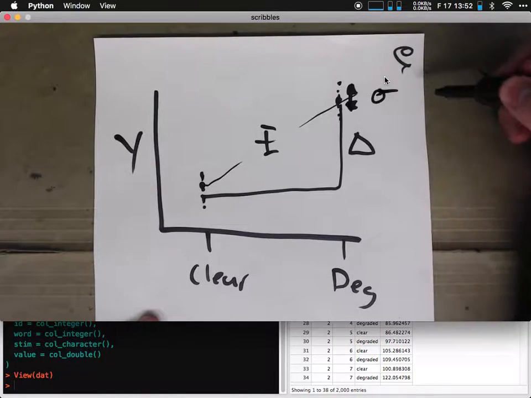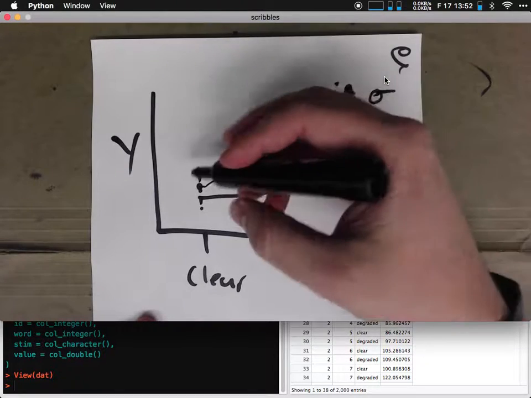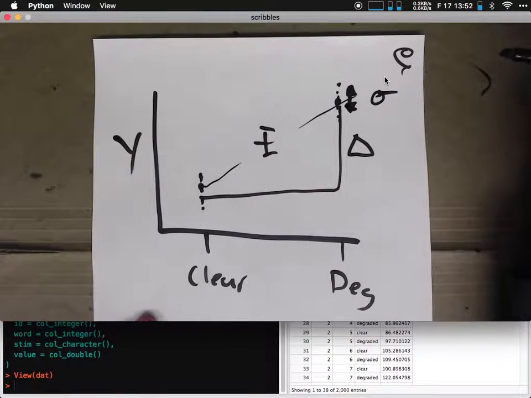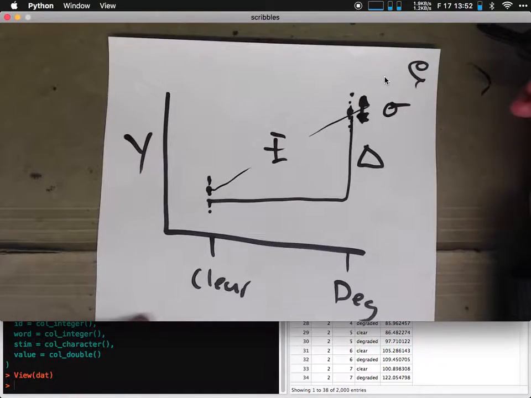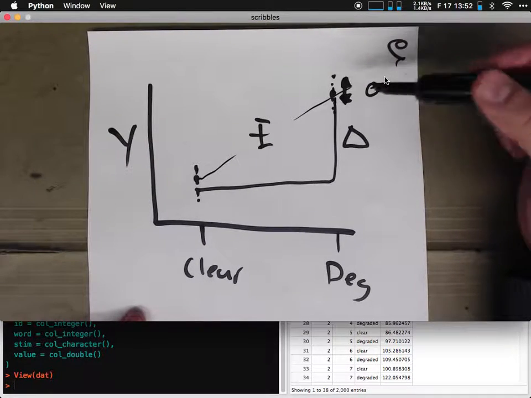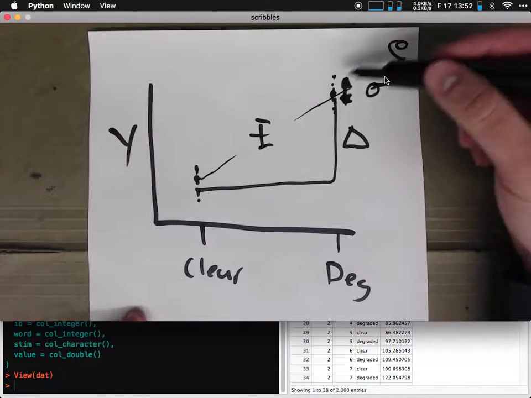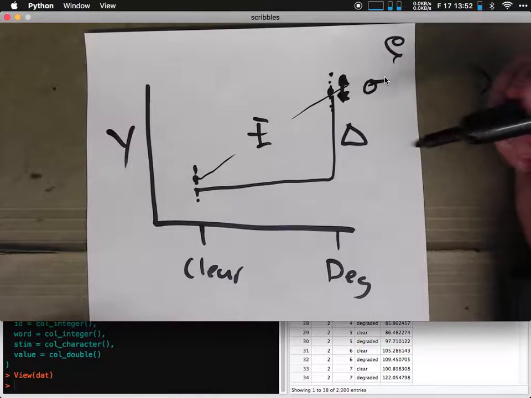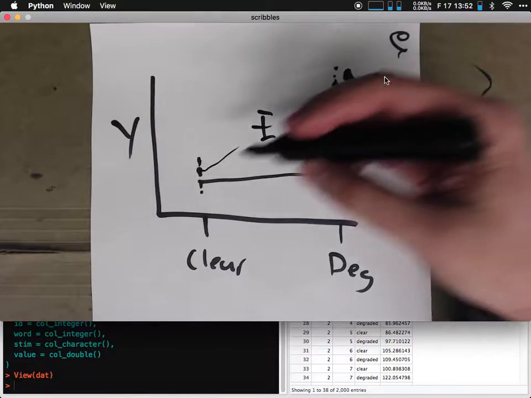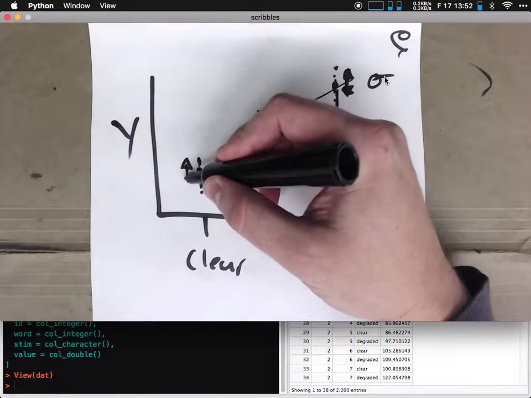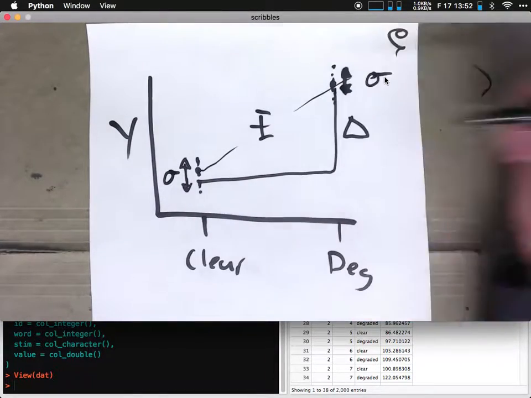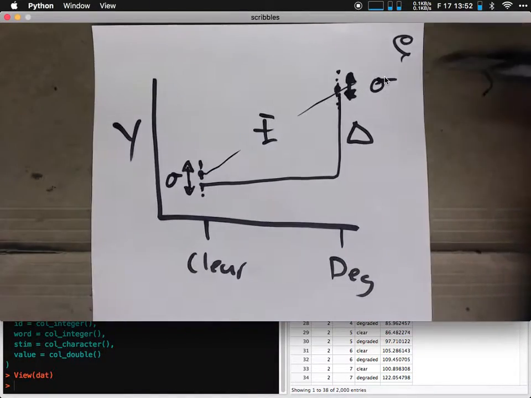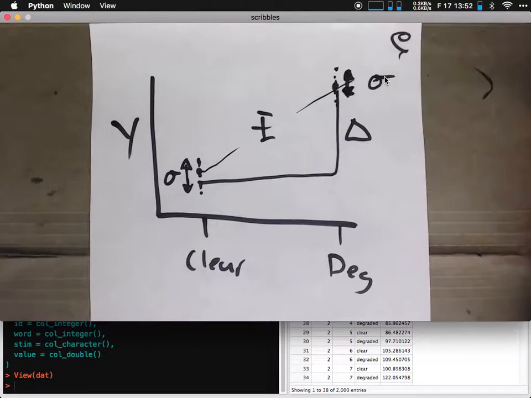I'll call maybe sigma as measurement noise. So in the model that we're going to deal with, we're going to assume that measurement noise is just constant across people and constant across conditions. So this same amount of measurement noise manifests across both conditions for the same person, but also for a given person, it's that same value.